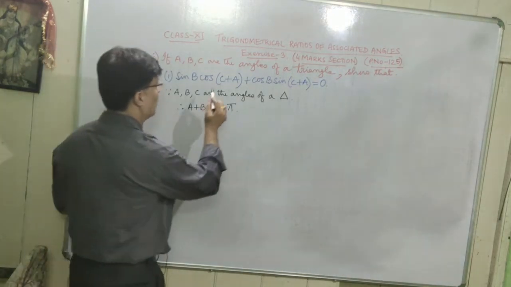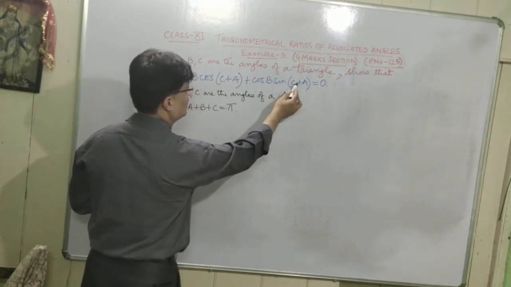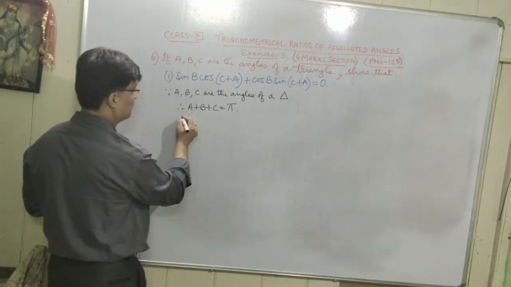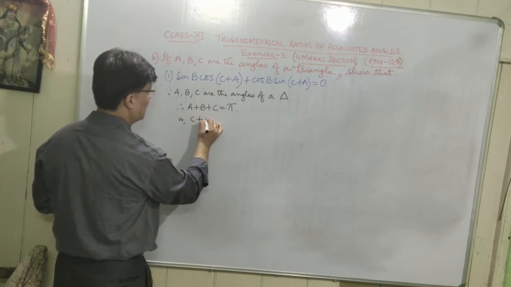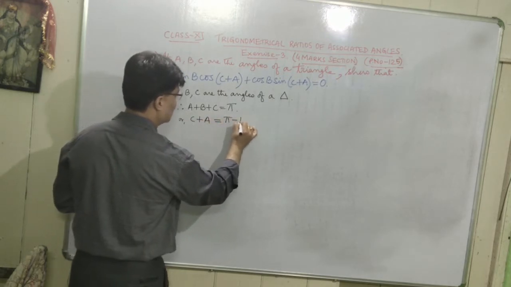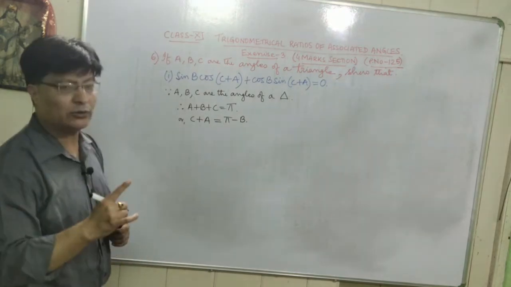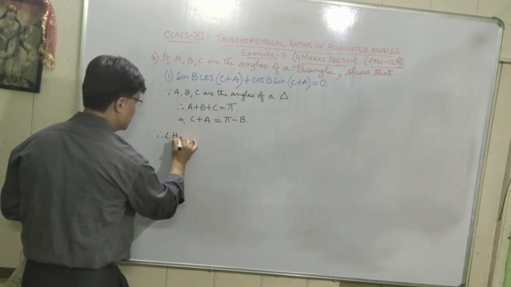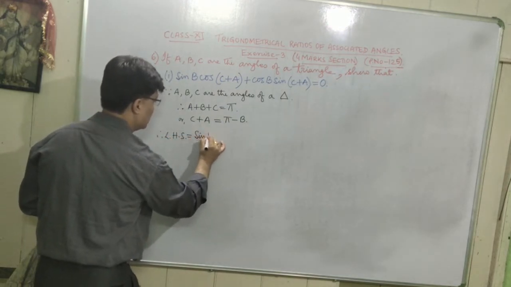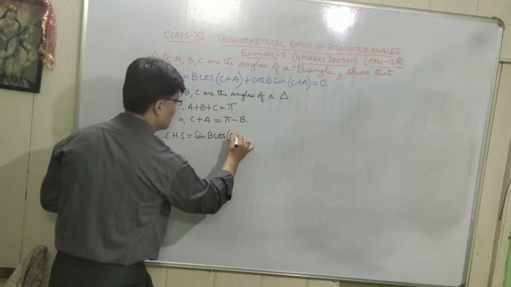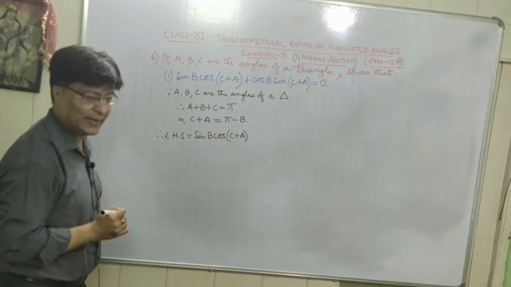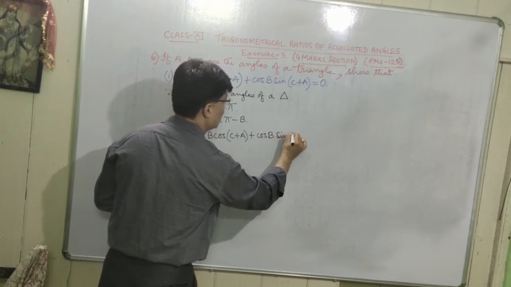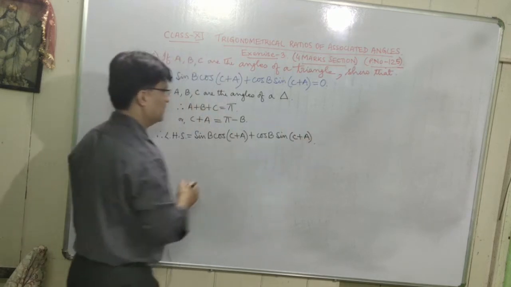Okay, now on the left hand side there is C plus A. Let us find out the value for C plus A. C plus A is equal to pi minus B. Okay, now let us write down LHS. So what is LHS here? It is sine B cos of (C plus A) plus cos B sine of (C plus A).